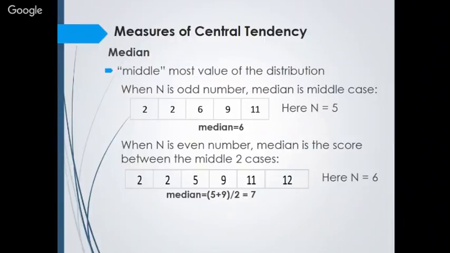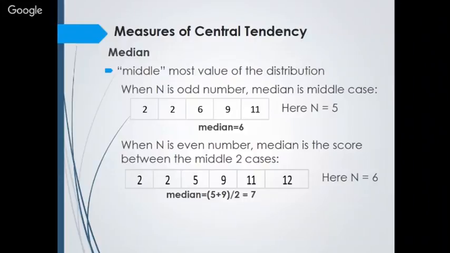Now, when n is an even number. In the above example, n is an odd number, so when we add 1 and divide by 2, we get a whole number. In the case of an even numbered series, here n is 6 and the numbers are 2, 2, 5, 9, 11 and 12. So n plus 1 is 7, and that divided by 2 comes to 3.5. We will not get any 3.5th item here.